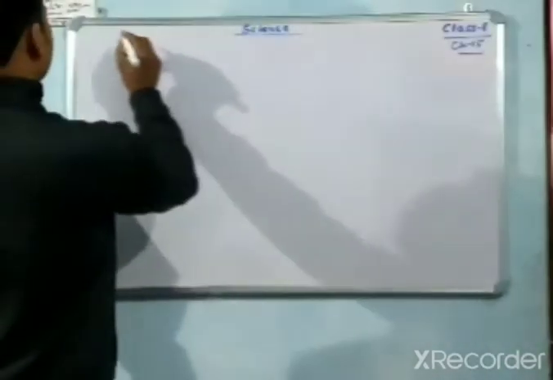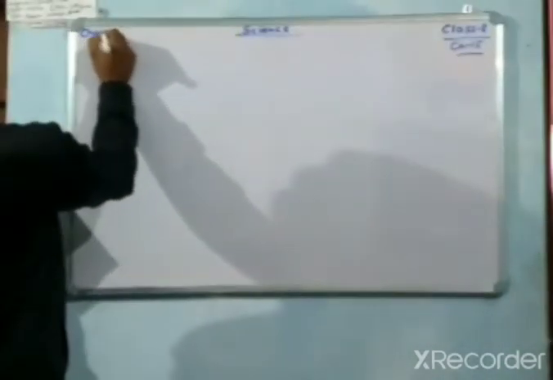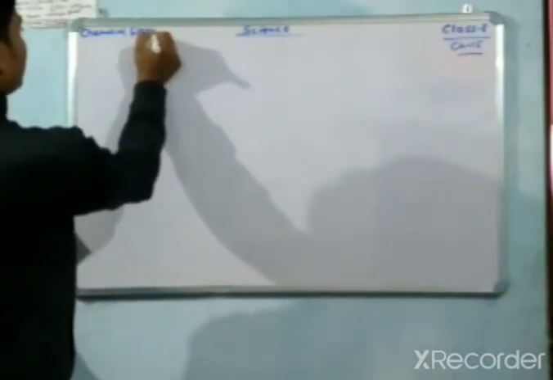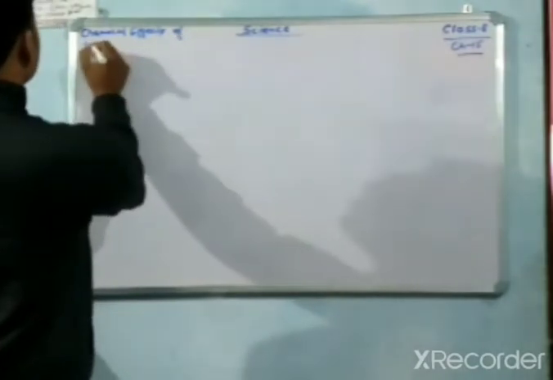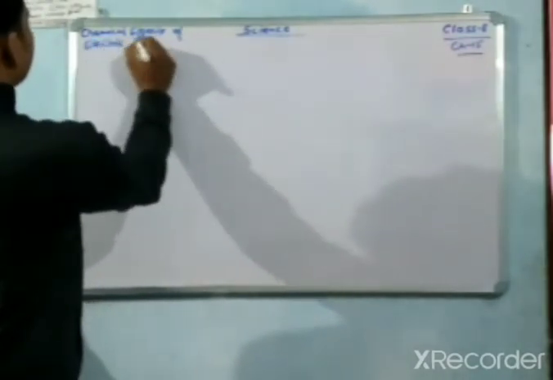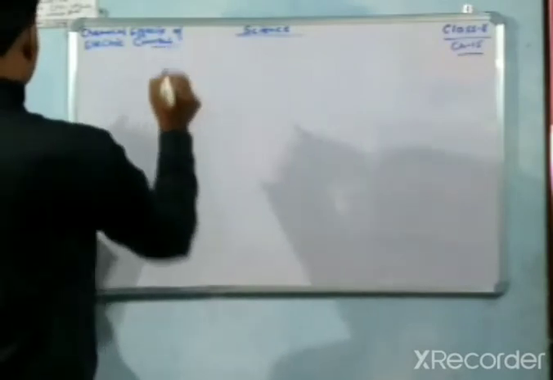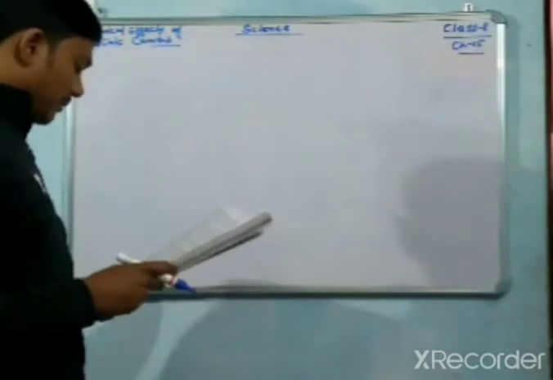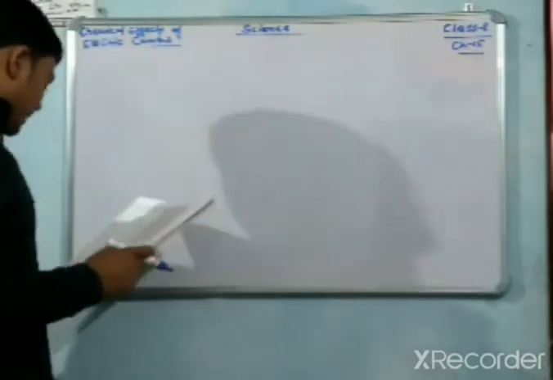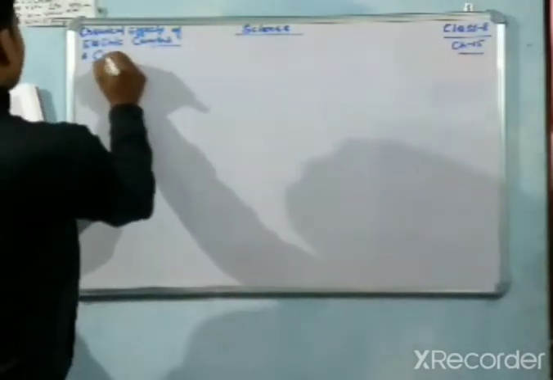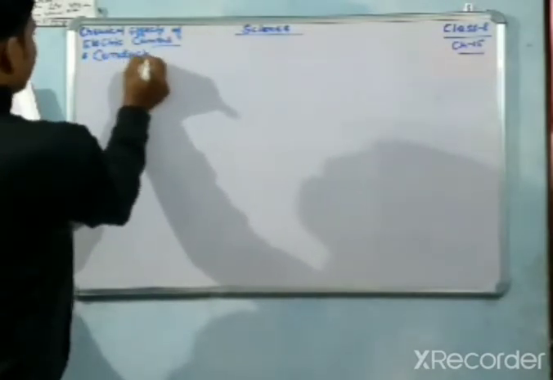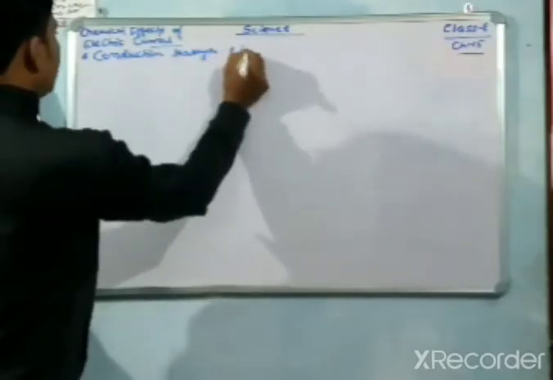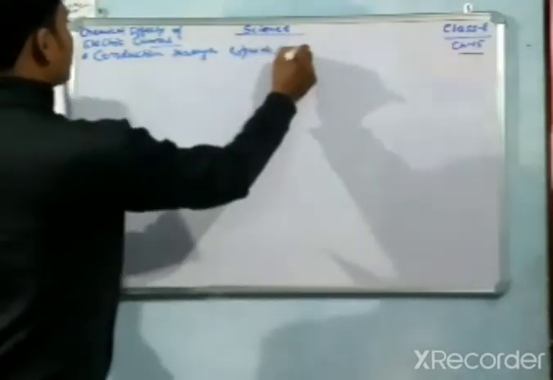I will just mention the chapter name. It is necessary to always indicate it: chemical effects of electric current. So this is the chapter name. Let us proceed with the next topic, which is conduction through liquids. Let's find out.